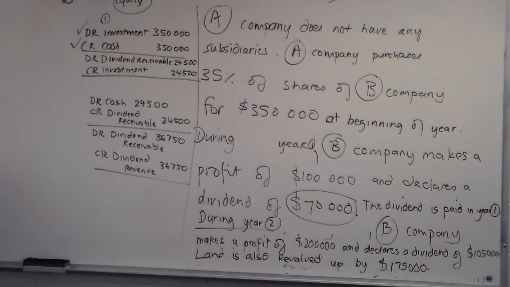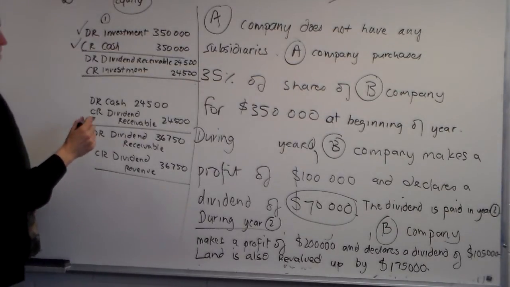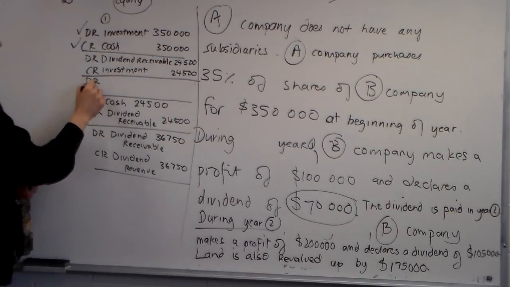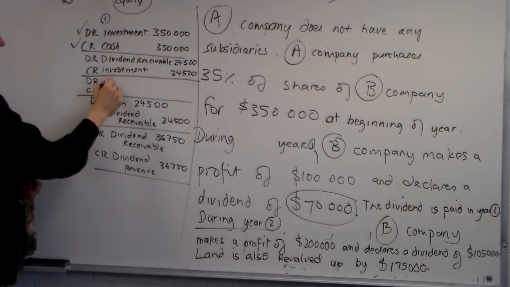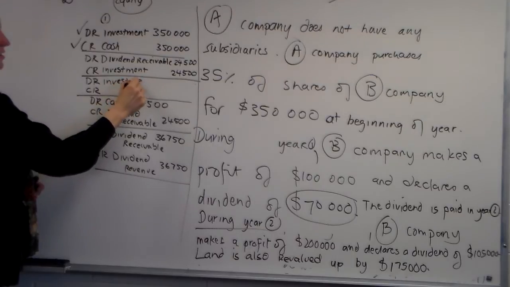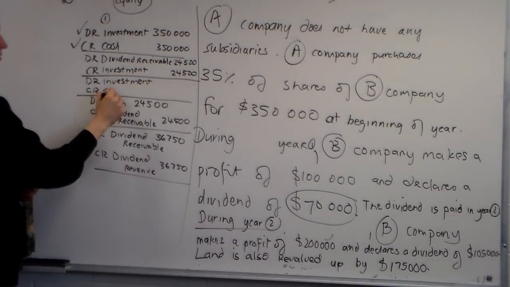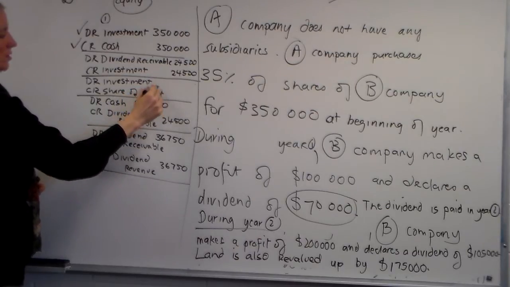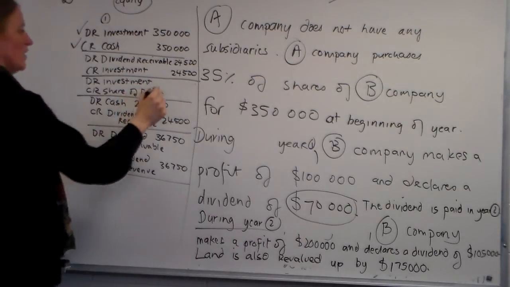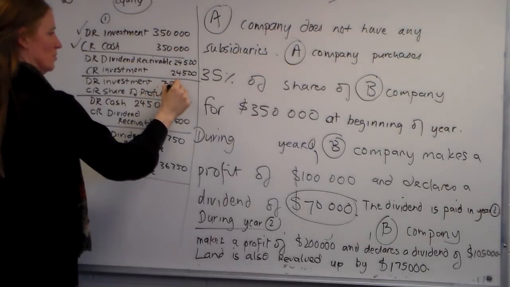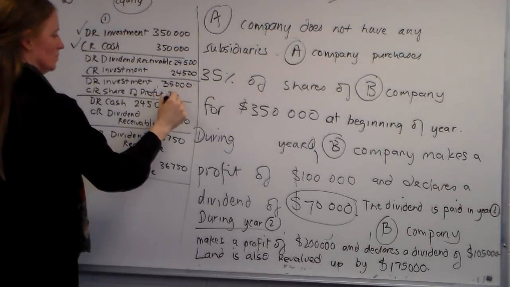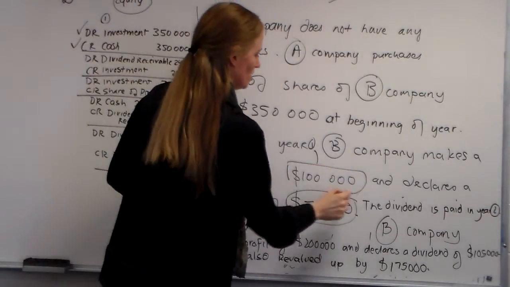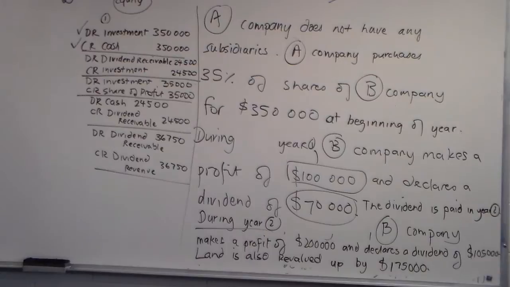Happy? Before that, we need to put in an entry for profit. Quite right. We also have to debit investment, share of profit. Debit investment and credit share of profit. And the amount? 35. 35, you say? Yeah, 35, because of the profit of 100 multiplied by 35%.